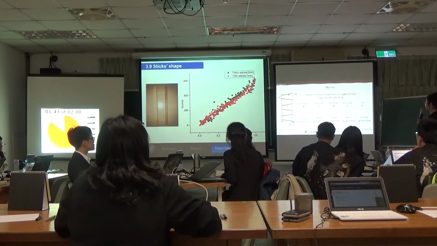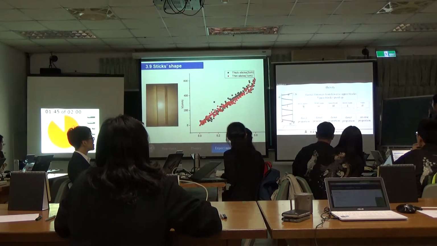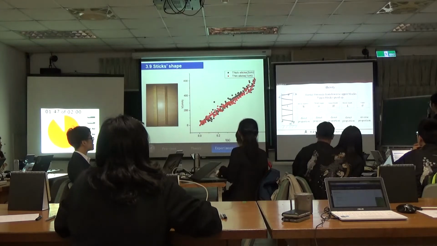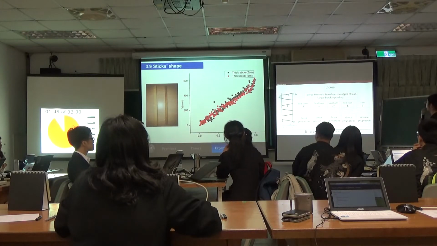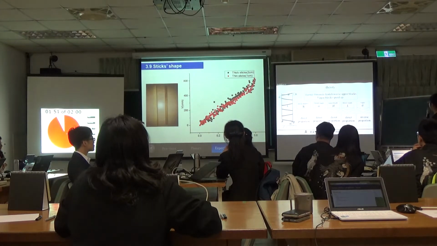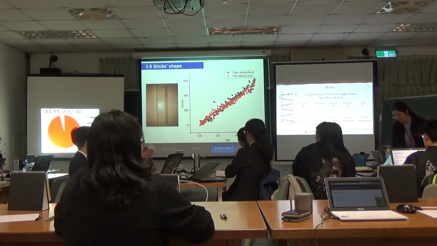And here is our conclusion. Block number N, third length A, initial height H, block length L is in direct proportion, while theta angle is in inverse proportion. And thank you. That's all. Thank you.